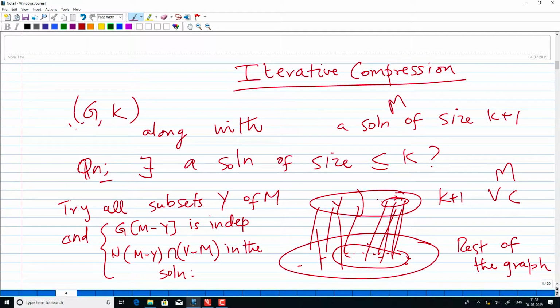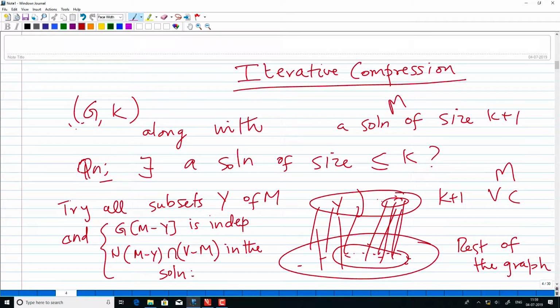So, the overall load in the whole algorithm is the number of subsets of M. For every subset of M, I am going to do some polynomial computation. The number of subsets of M, since M is of size k plus 1, is 2 power k plus 1. So, in 2 power k plus 1, I have solved the vertex cover problem if you give me a solution of size k plus 1. Remember, this is not the original problem. The original question is, is there a vertex cover of size at most k? But if you are augmented with a solution of size k plus 1, then I can solve it in 2 power k. Right? So, now let us come back to who gives me this solution of size k plus 1.